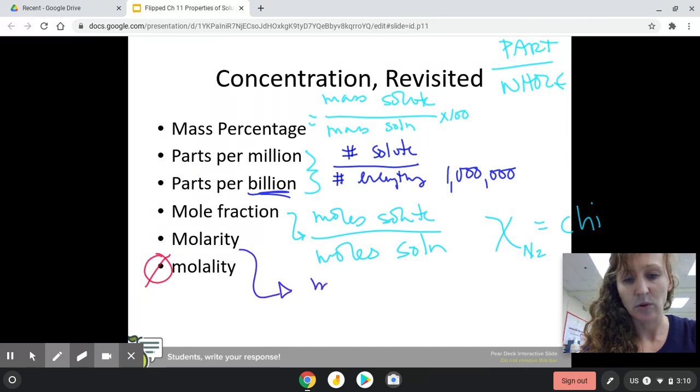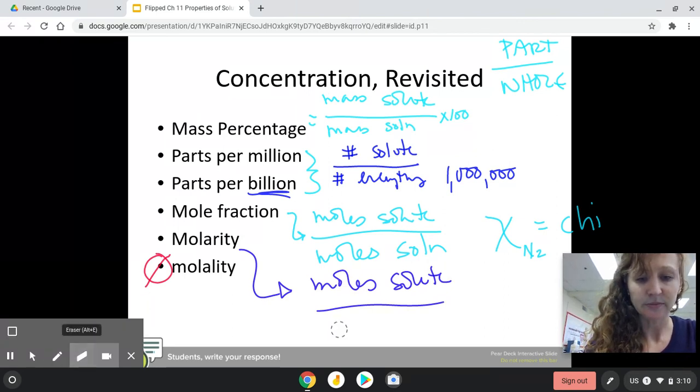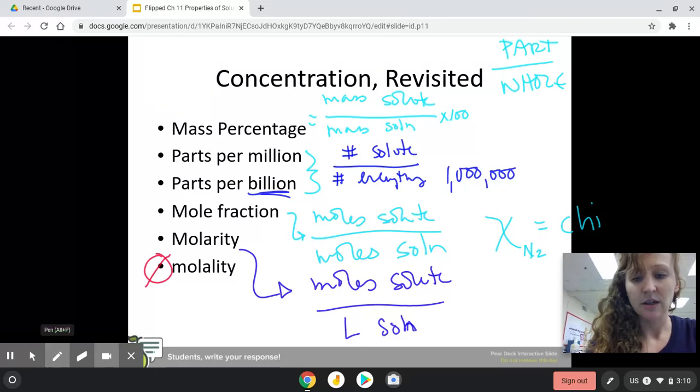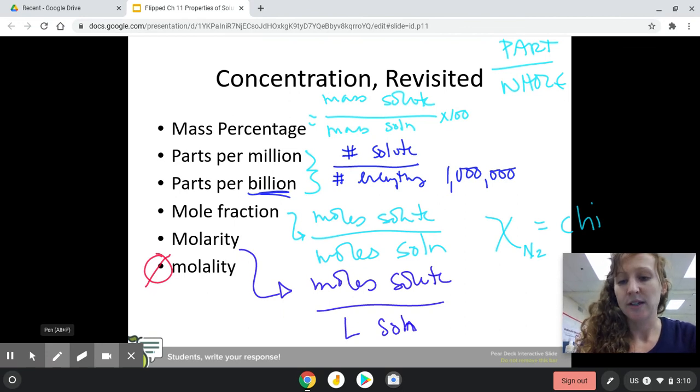So this is going to be moles of solute over, nope, not moles, over liters of solution. Okay, so again, that's liters of solvent plus liters of solute added together would be liters of solution. And of course, that's going to be moles per liter or molar.